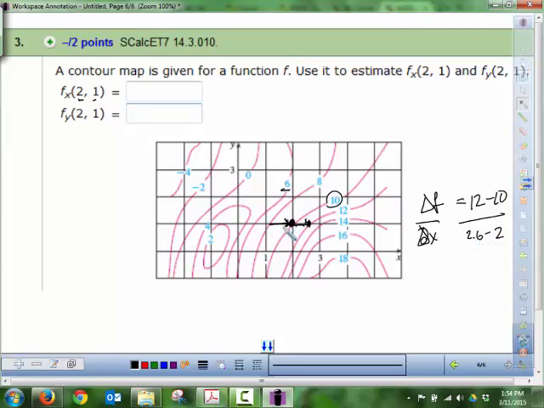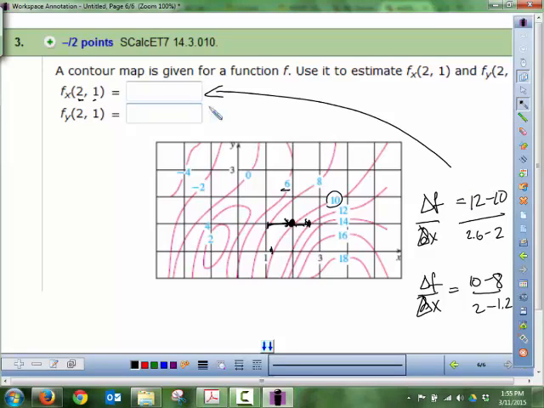And I would do the same thing coming from the other side, another change in f over change in x, where my height went from 8 to 10, and then my x went from something to 2. And then this would be about, what would you say this is? 1.2 maybe? So you get values for that, and you take the average, and that would be a good candidate for your derivative of the function with respect to x. Okay?